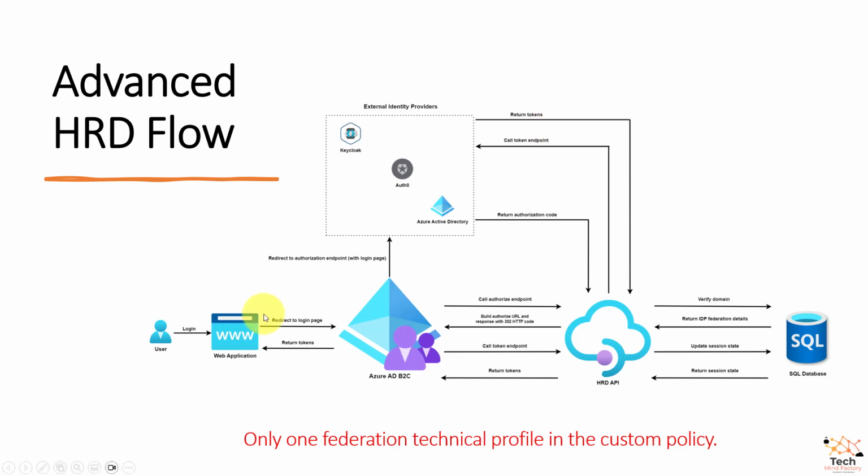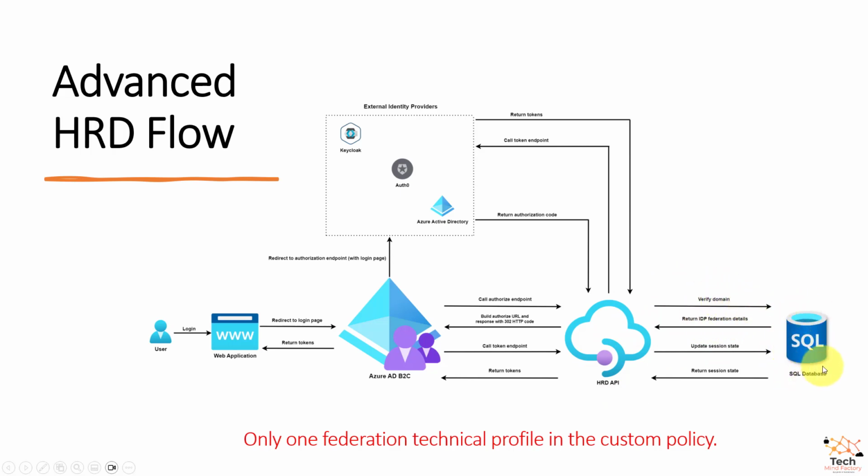So let's talk about it here. The user is clicking the login button in the application, and then the user is redirected to the B2C. On the B2C side, the user provides email. Only email is required here. Once the email is provided, we click the login button, and then underneath, Azure AD B2C calls the authorization endpoint of the HRD API, and the HRD API is verifying the domain. So again, we have this domain verification here.